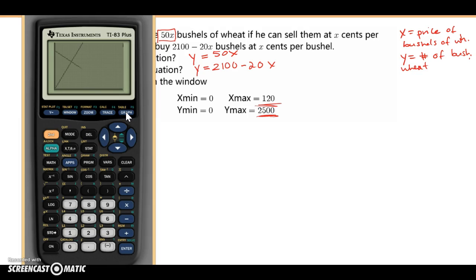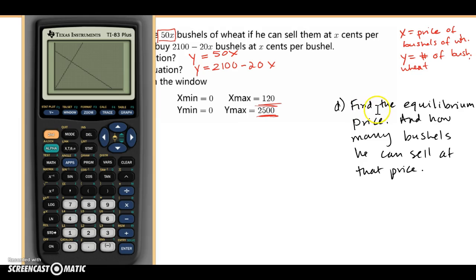There is my supply equation and there's my demand equation. Things make sense because the supply has a y-intercept of 0 with a slope of 50. So it starts at 0 and shoots up in the air. The demand equation has a y-intercept of 2100 and a negative slope of 20, so it shoots down. Now where they meet will be the equilibrium location.